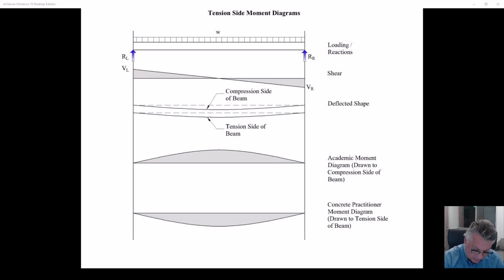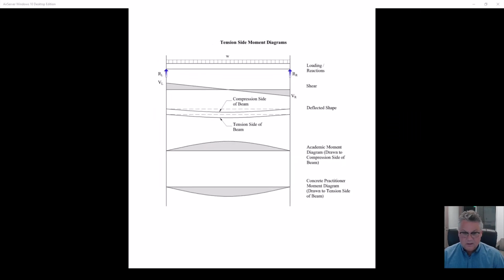The tension is on the bottom of the beam. In fact, in this example, it's entirely on the bottom of the beam. It never is on the top of the beam. So the moment diagram, instead of being drawn the academic way, we will draw it to the tension side, which is really just the mirror of the academic moment diagram. If you want to think about it that way, you were taught to do this moment diagram. In this class, you're just going to mirror what you've done.